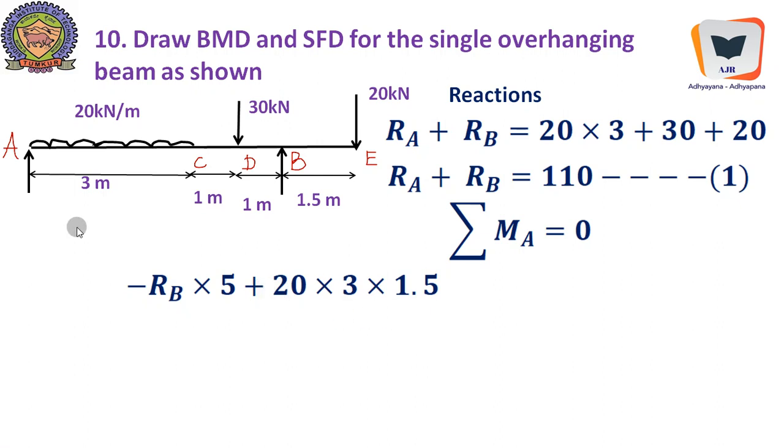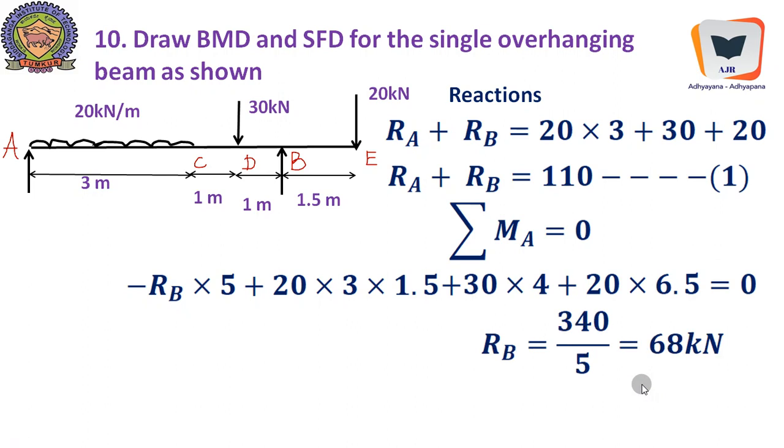It creates clockwise moment about A, plus 30 into 4. This force will create clockwise moment, and 20 into 1.5 plus 1, 2.5 plus 1, 3.5 plus 3, 6.5, and we will get RB equal to 340 divided by 5, 68 kilonewton. Therefore, substituting the value of RB over here, we will get back the value of RA. RA happens to be 42 kilonewton.